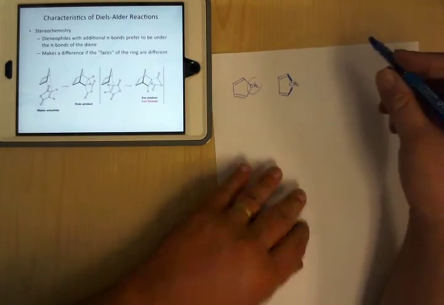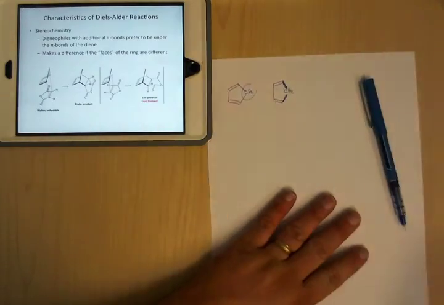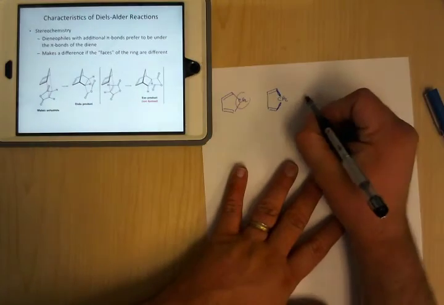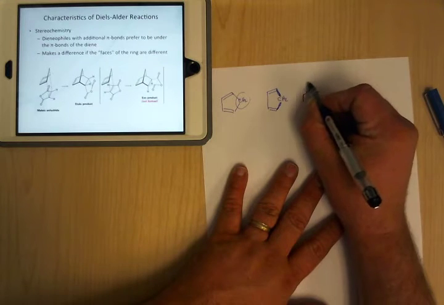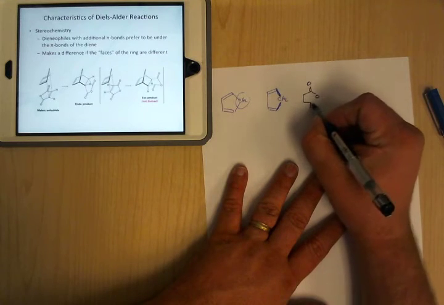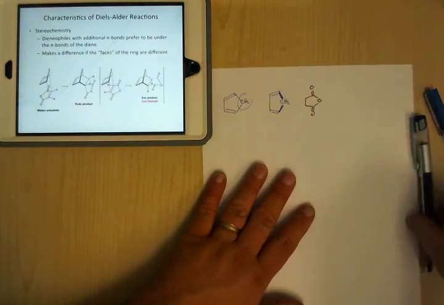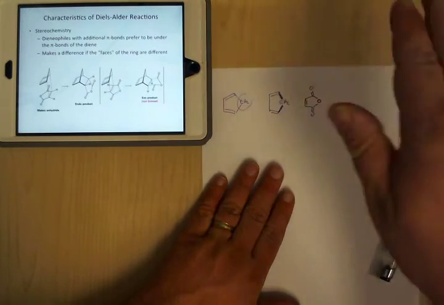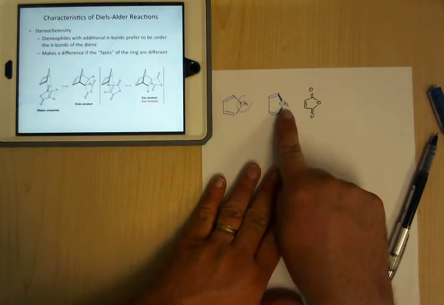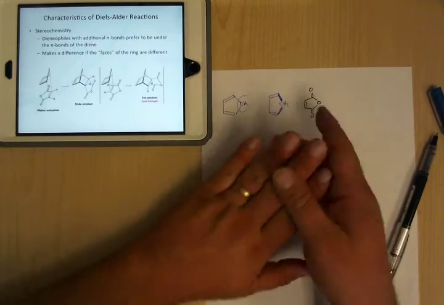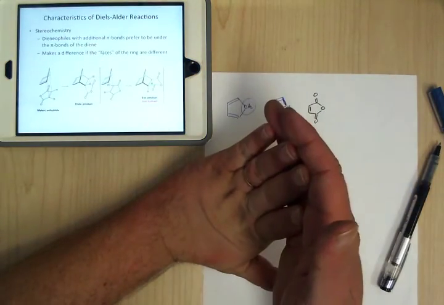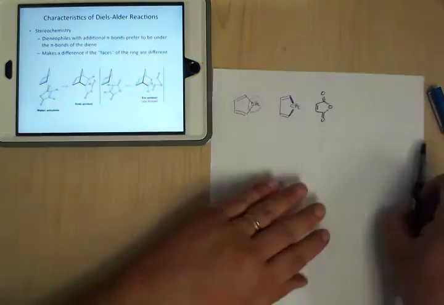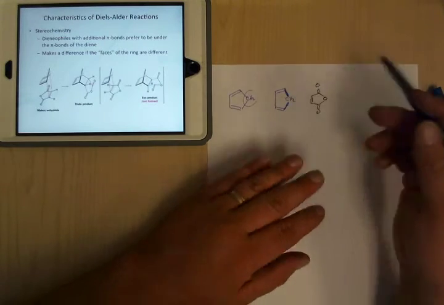Okay, so the problem is now the dienophile is going to have a problem. It can't attack, so here's the diene. It can't attack from the front, from the top, because this CH2 group is in the way. We're going to say that CH2 is sort of puckered up like that. And so it's going to have to attack from the bottom.